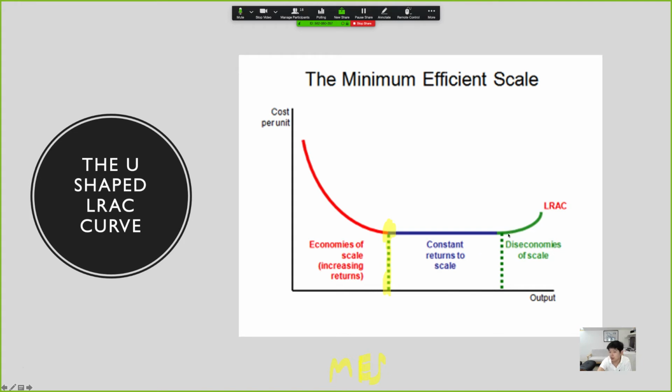And then after that, as I start to produce too much, I start to experience an increase in cost instead. So when I experience these cost savings, I call these cost savings economies of scale. When the costs start to go up because I'm producing way too much, they are called diseconomies of scale.